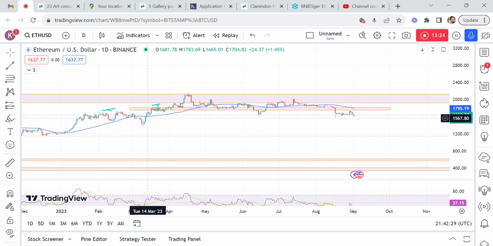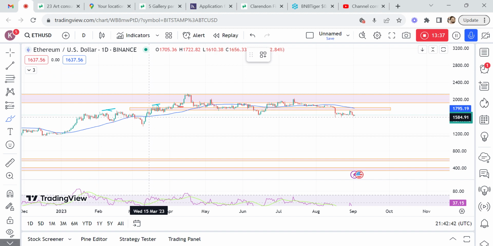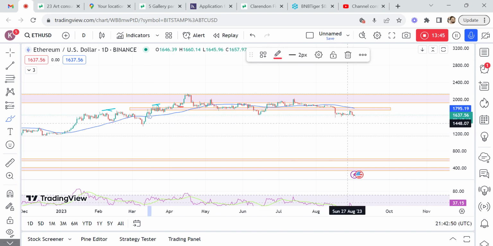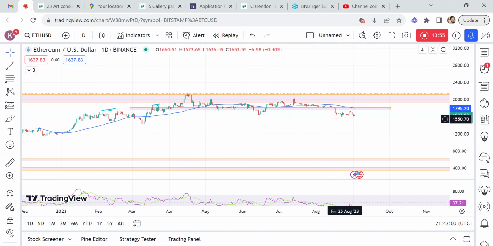This is a stop here. Right now we are on the daily. Let me use a brush too. Okay, yeah. So you find out that this low here is on the same level as this here. So this level, this low, and this low are on the same level. So obviously there are stops lying below there. So the market is definitely going to come below this level.